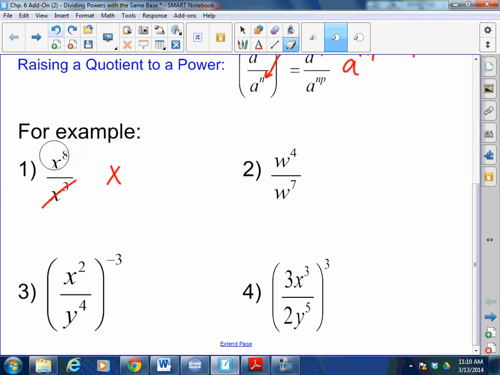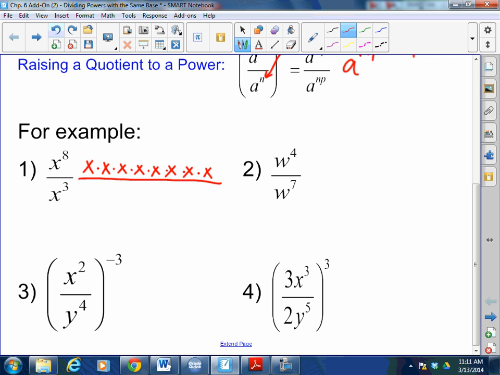Look, if you don't see that, think about it like this. X to the 8th is 1, 2, 3, 4, 5, 6, 7, 8 x's multiplied together. X cubed is 1, 2, 3 x's multiplied together. X divided by x cancels. X divided by x cancels. X divided by x cancels. What am I left with? X to the 5th. That's what I'm doing, but without expanding it.